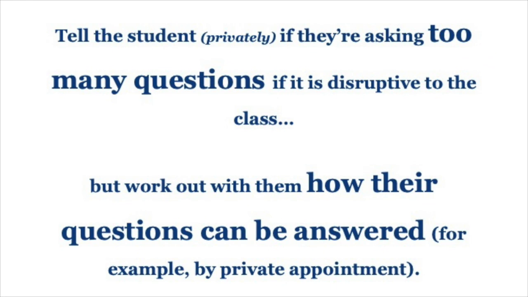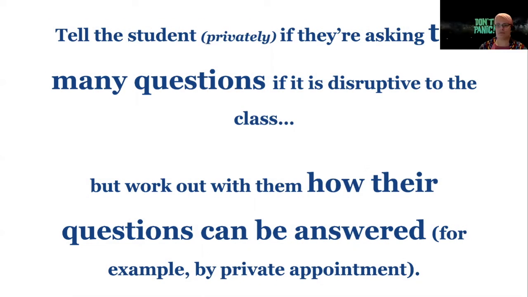Tell the student privately if they're asking too many questions, if it is disruptive to the class. But work out with them how their questions can be answered, for example, by private appointment. If an autist knows about a subject, then they can be, everyone knows that kid, the one who's always got their hand up, the one who's always answering the questions, who may not always have the right answer, but is always stopping everyone else from participating by participating too much. If that's the case, tell them they're doing that. Do it privately, because this is a form of criticism, and you always want to criticize privately, never publicly.